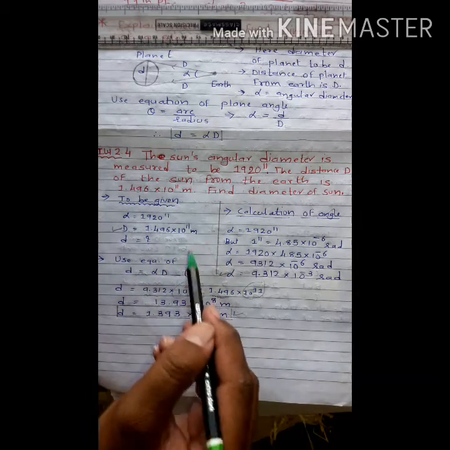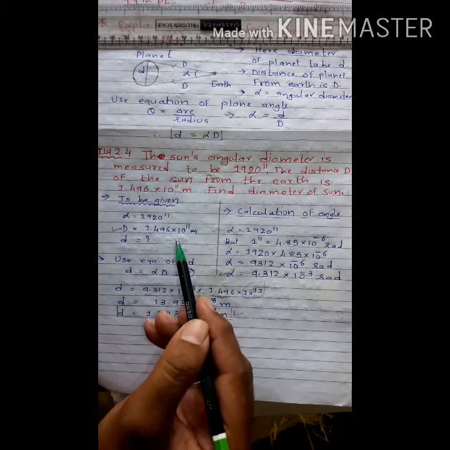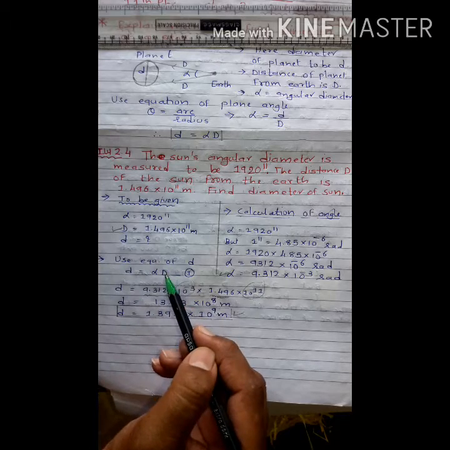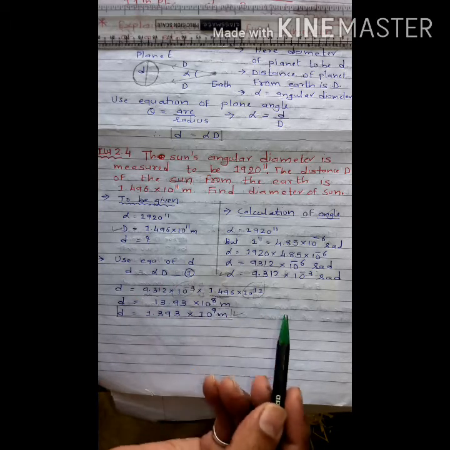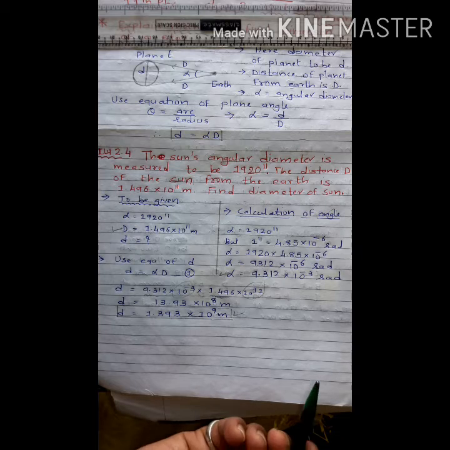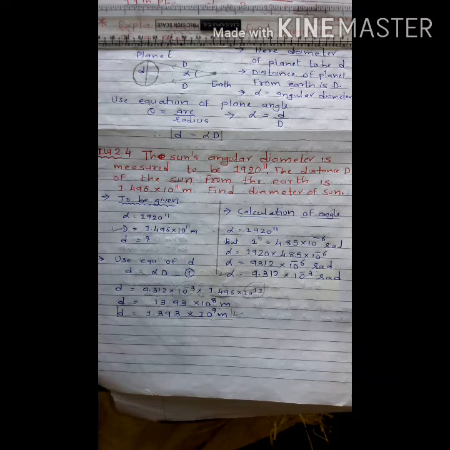So using this method, using a simple equation, we can find the diameter or radius of any planet from this equation. Thanks.